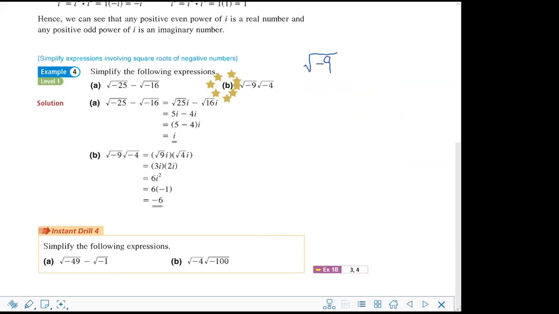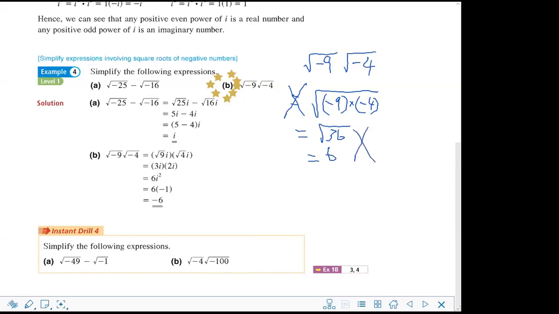Negative 9 times square root of negative 9 times square root of negative 4. Can we merge the two square roots together? Can we merge them together? It becomes square root of 36, which is 6. This is not correct. We cannot merge the negative square roots together.